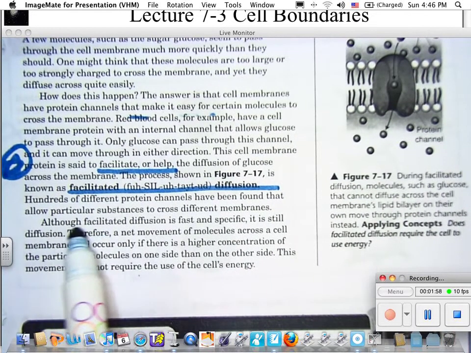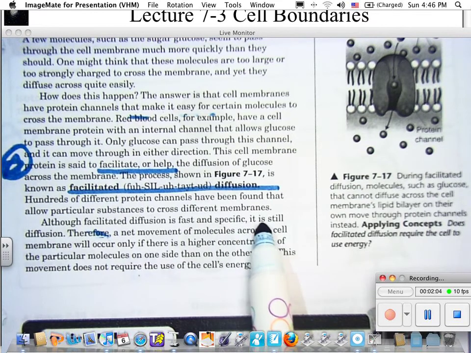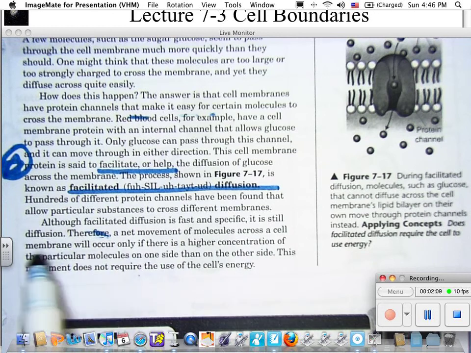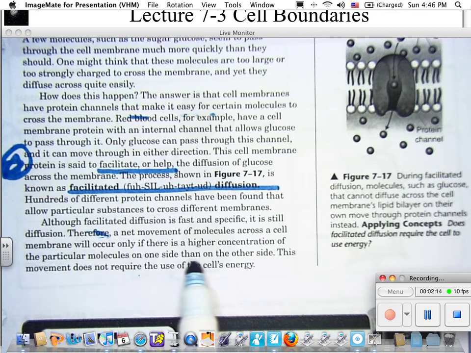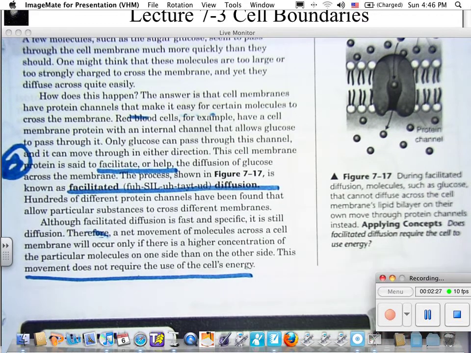Although facilitated diffusion is fast and specific, meaning specific in what kind of molecules cross, it is still diffusion. Therefore, that movement of molecules across the cell membrane will occur only if there is a higher concentration on one side than the other side. This movement does not require the use of the cell's energy. I want you to know that for facilitated diffusion.